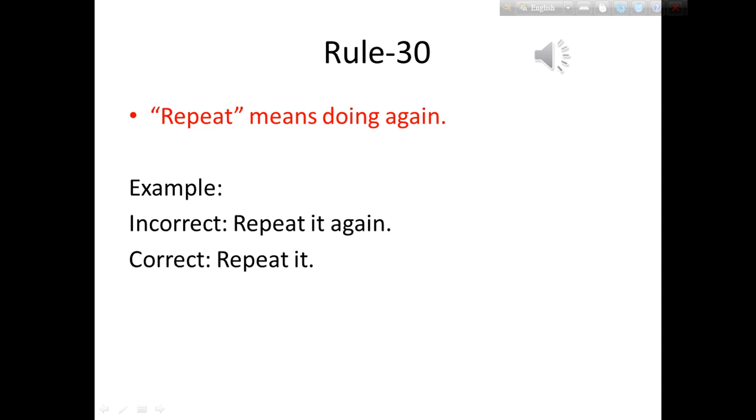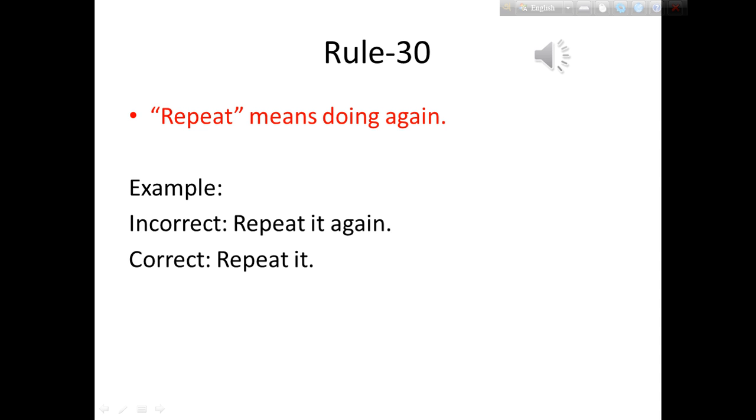Now rule 30. This rule is also about another simple tricky rule, that is the very word repeat. Repeat means doing again. So in the word repeat, the word again is present and hidden. Let's see the example.